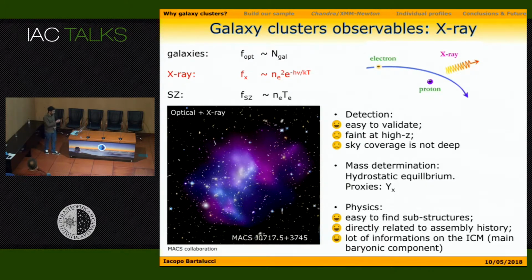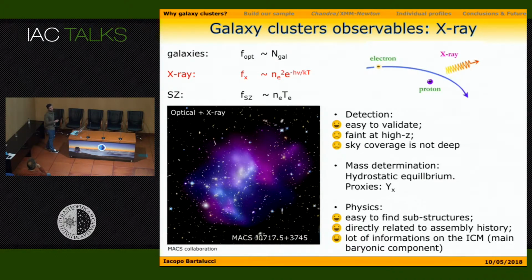The first one is that they are faint at high redshift because they suffer from cosmological dimming, and also the sky is not so good as in the optical because, for example, we have a RAS, and also the PSF is not so good.